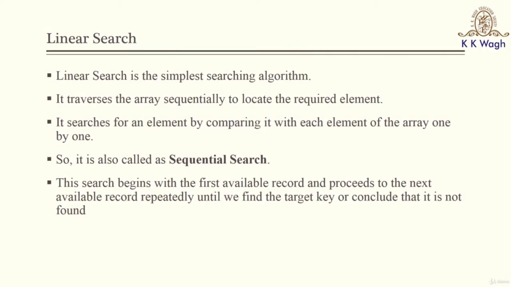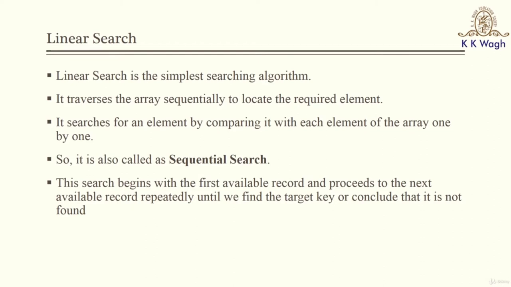Hello. The very first searching technique we are going to see is the linear search. Linear search is the simplest method for searching a particular data. In this technique, the element to be found is searched sequentially in the list. This method can be performed on a sorted or unsorted list.